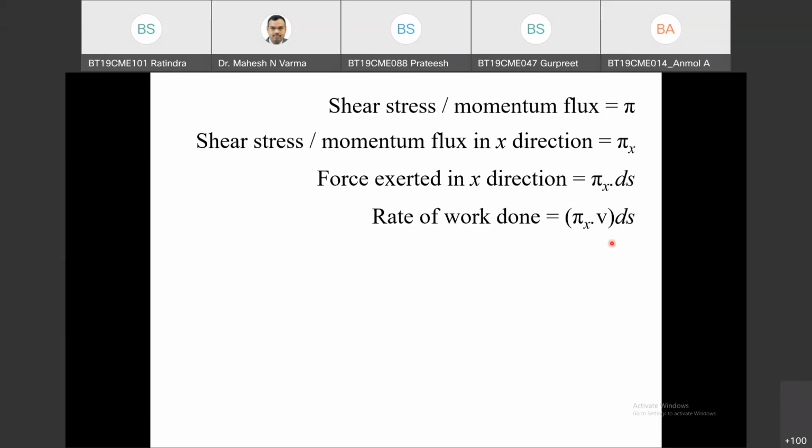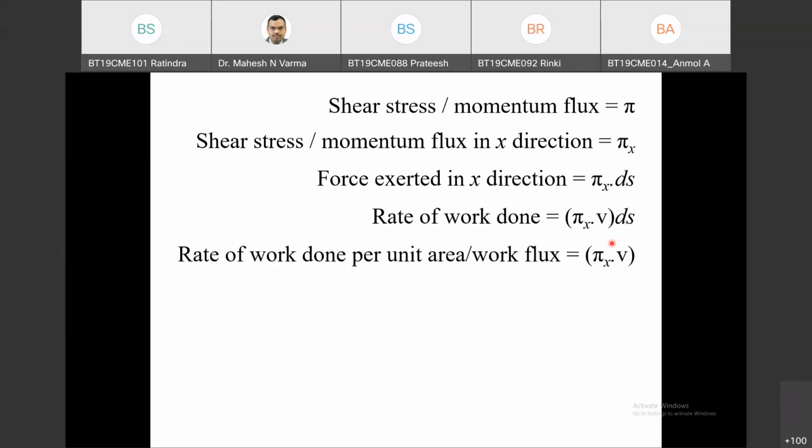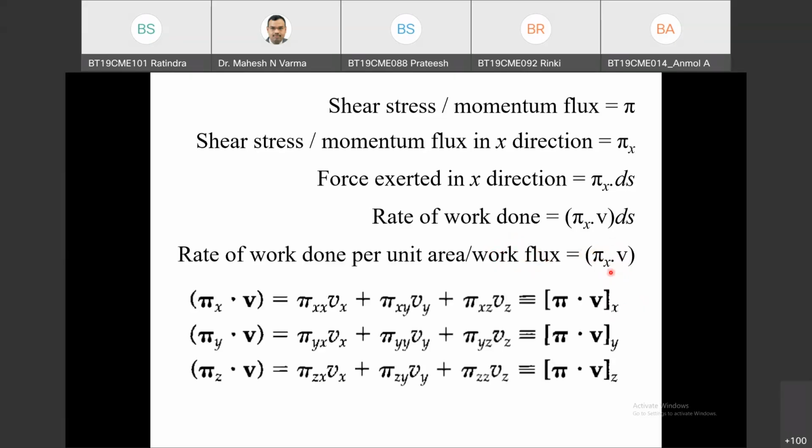The rate of work done per unit area will be the shear stress into velocity. This is accounted as a work flux because of molecular motion. The work flux because of the molecular motion will be shear stress into velocity. This is for the x component. Similarly, I can have it for the y component. Similarly, I can have it for the z component. And this is again pi xx.